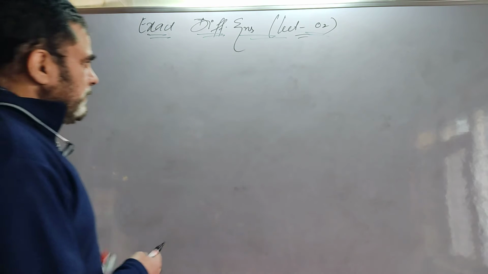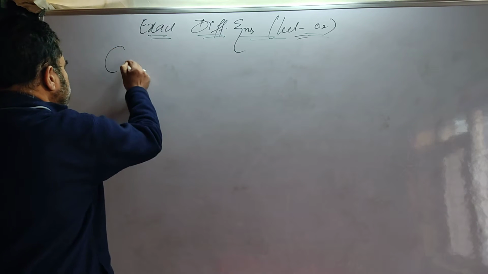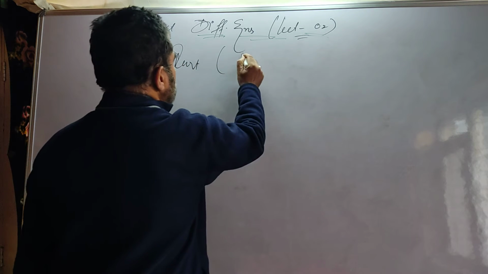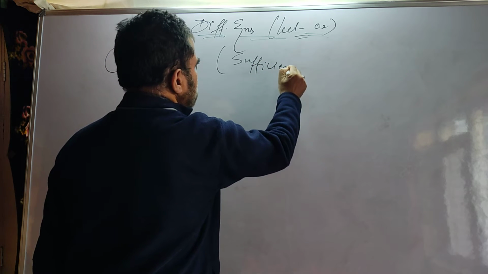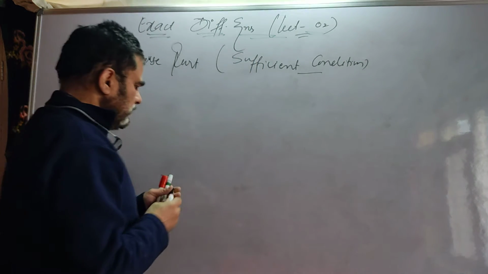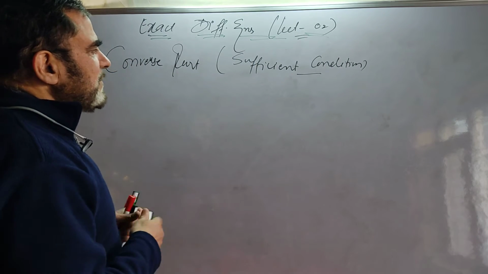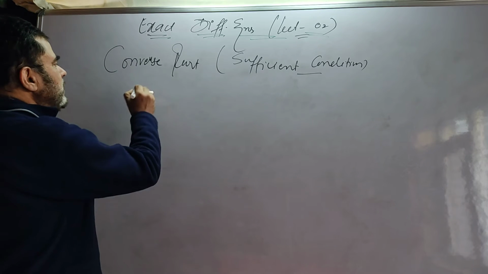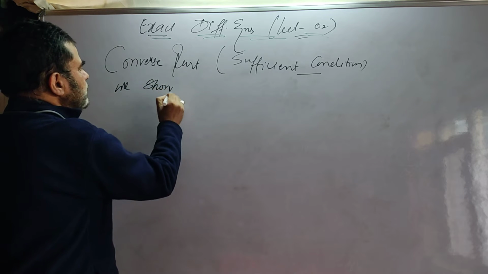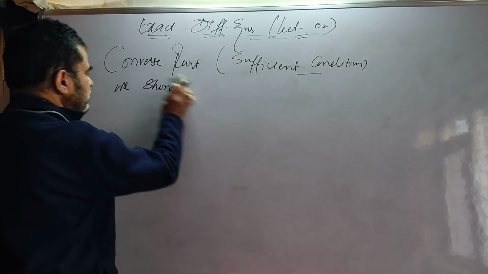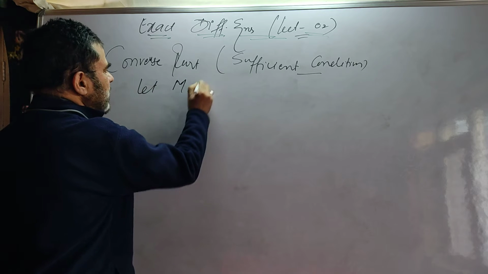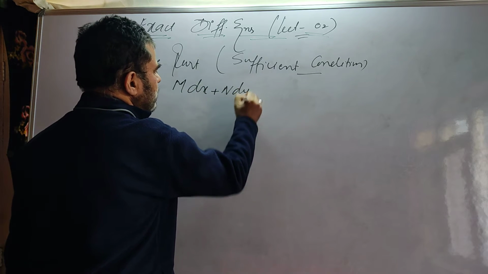Now we have the converse part, or you may also say it is the sufficient condition. We write here, in the sufficient condition, we show, or we first take this way. Let M dx plus N dy is equal to 0.